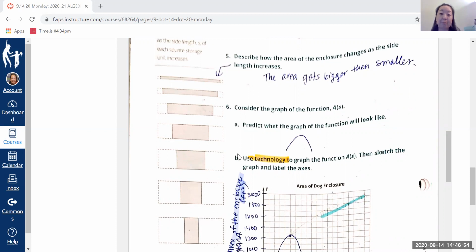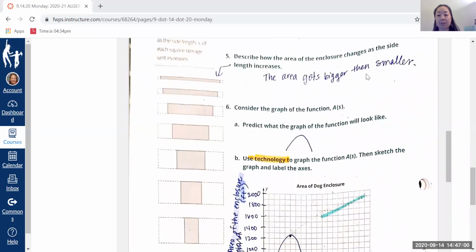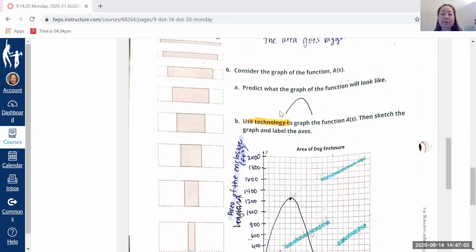So that would be a poor dog, sad dog. All right, so what would that look like? Predict what that would look like. Oh, I had said the area gets bigger then smaller. So I'm thinking it's, if I show you with my finger, you're not going to see that. So it's getting bigger and smaller. So I'm assuming that this is what it's going to look like, something like this.